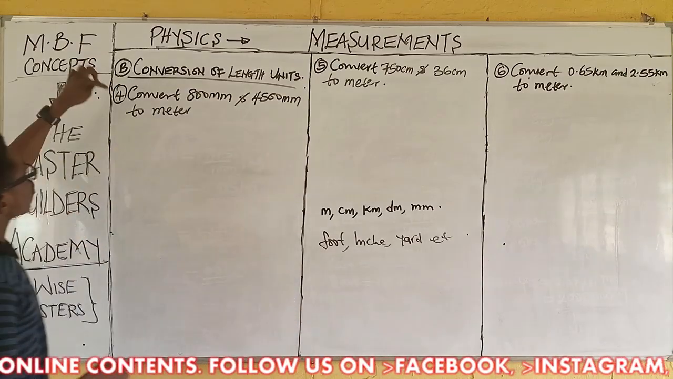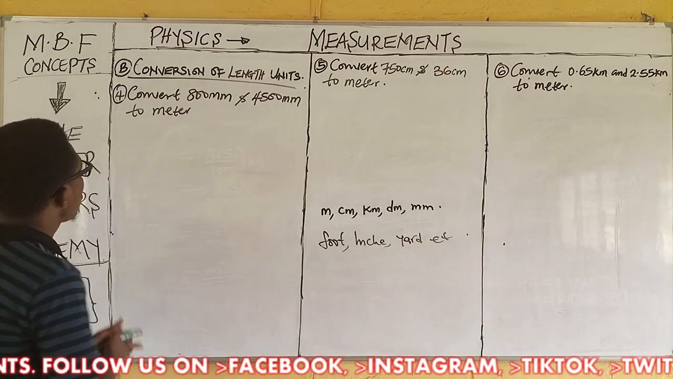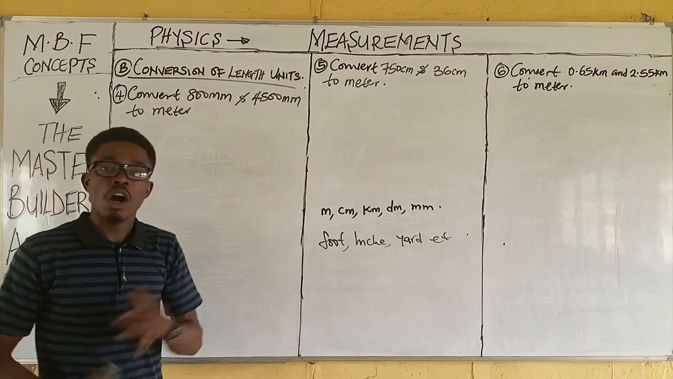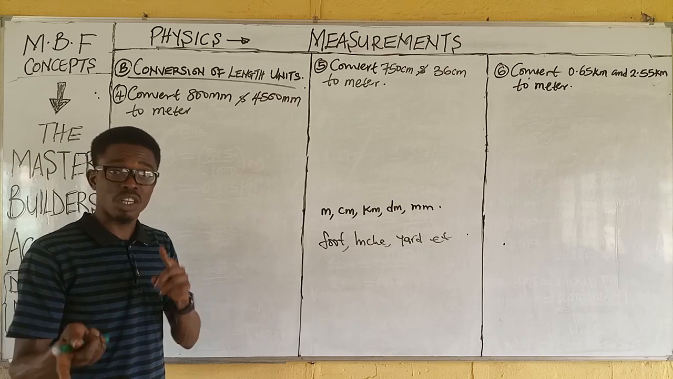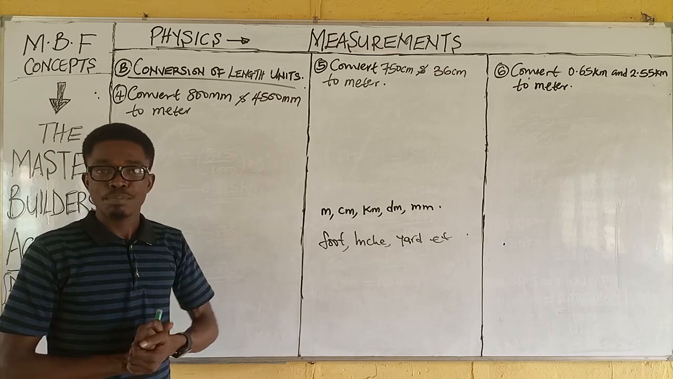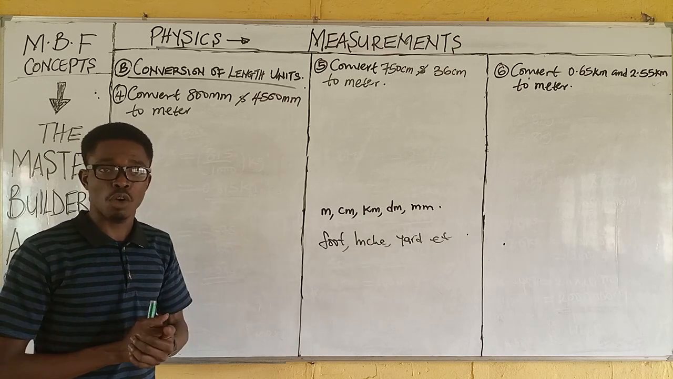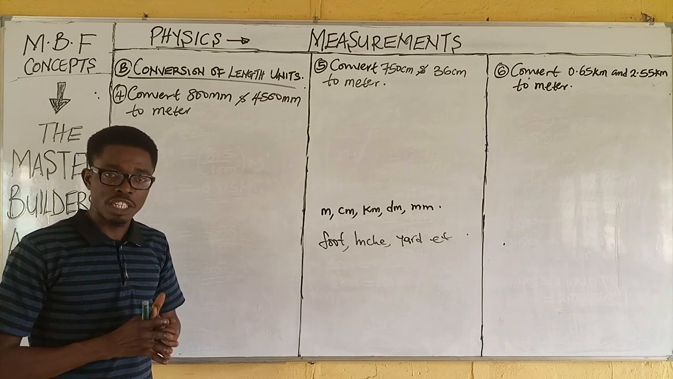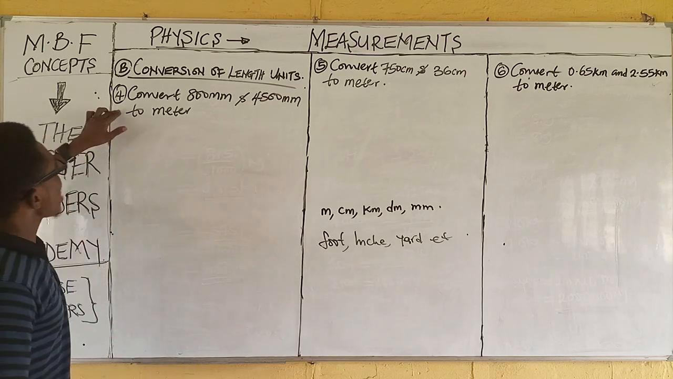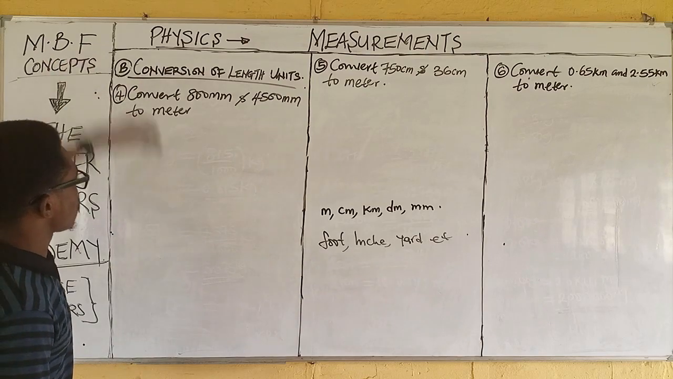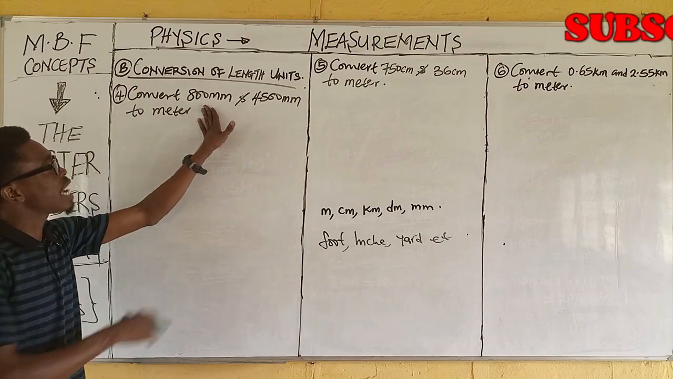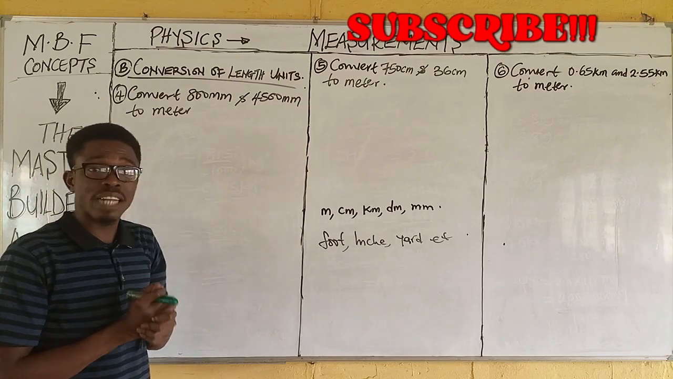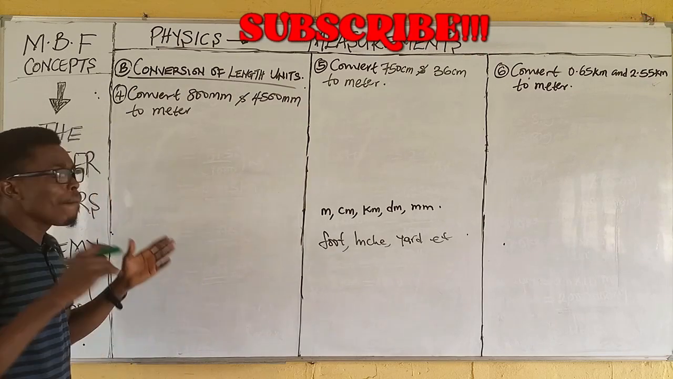On the board, question number 4, which is a continuation of conversion of units. We saw questions 1 to 3 under conversion of mass units. If you have not watched that video, please check the playlist for conversion, where you can find the conversion of units of mass. So we are continuing from question number 4, and we are asked to convert 800 millimeter and 4,500 millimeter to meter.